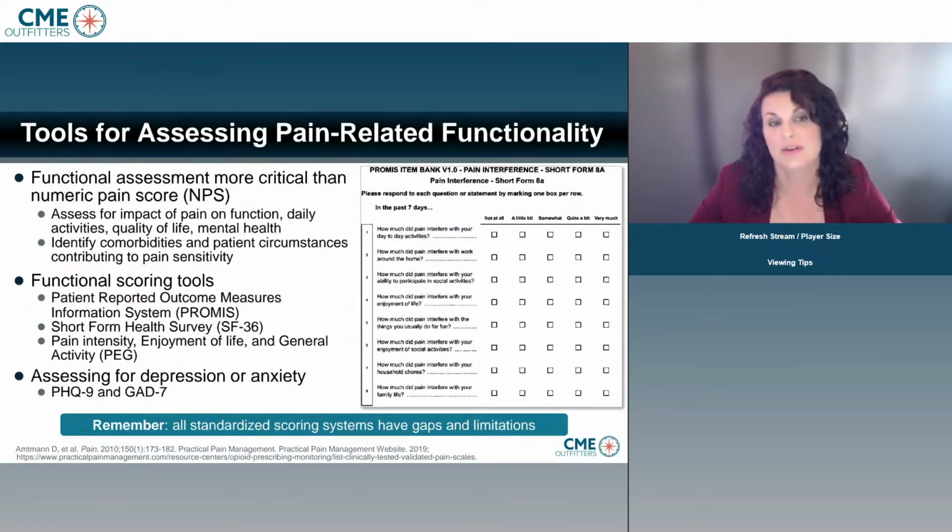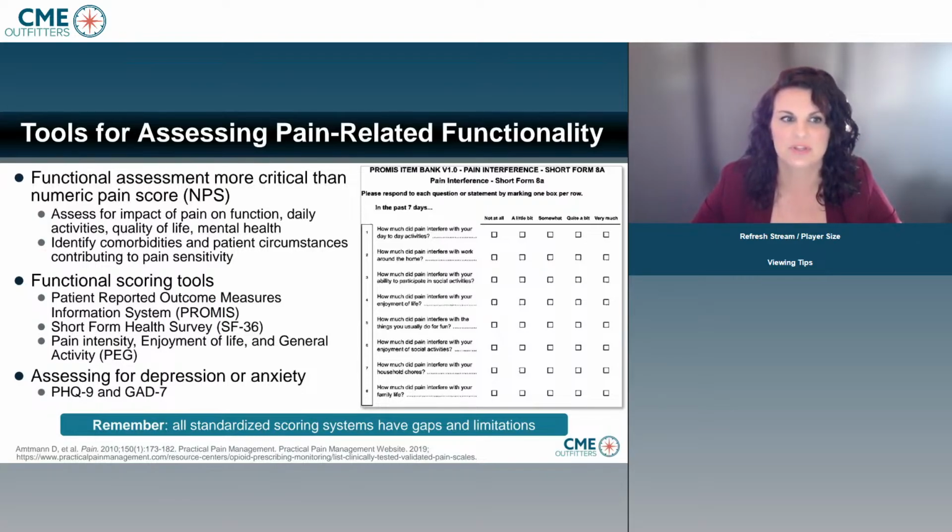Now, we talked about the numeric scales earlier and how they're not always ideal, but there are other functional scores that we use that are very useful. Some of them are outlined on the slide for you. One of the ones that I use is the PEG scale, your second bullet down on your slide: pain, enjoyment of life, and general activity. That's most common for us in our practice.